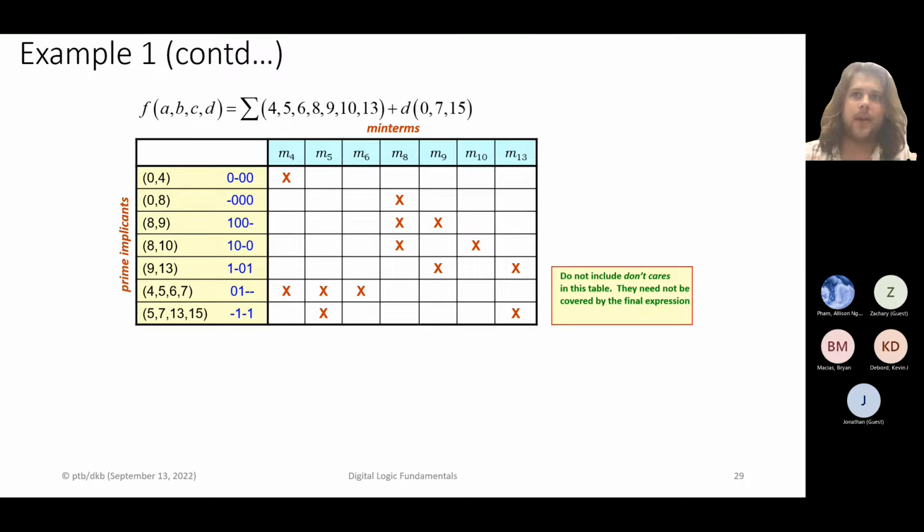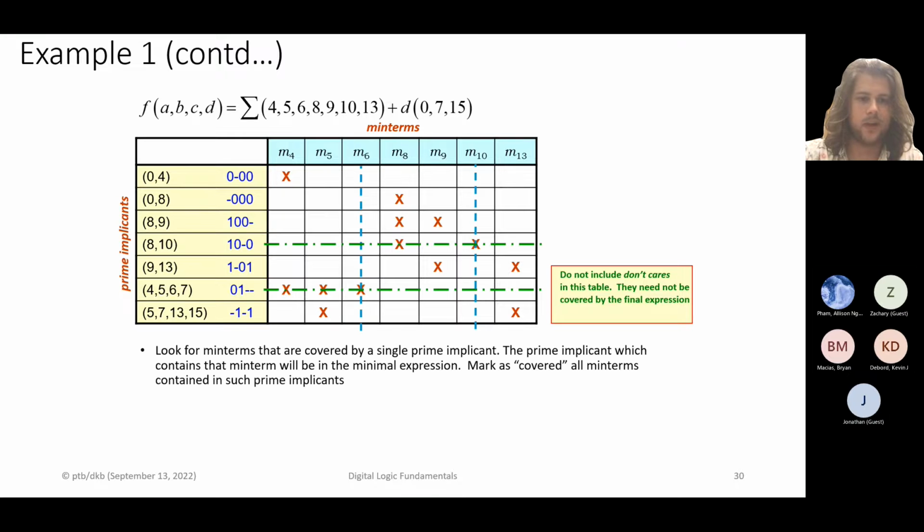The goal of the Quine-McCluskey method and all logic simplification is to cover as many min terms with the fewest number of prime implicants, which means we're going to want to use this 4 5 6 7 term, and we're definitely going to want to use that one because it covers 3. And we're going to use whatever else we need to cover the remainder of the min terms. So after we have this one, we end up covering the 4 5 and 6.